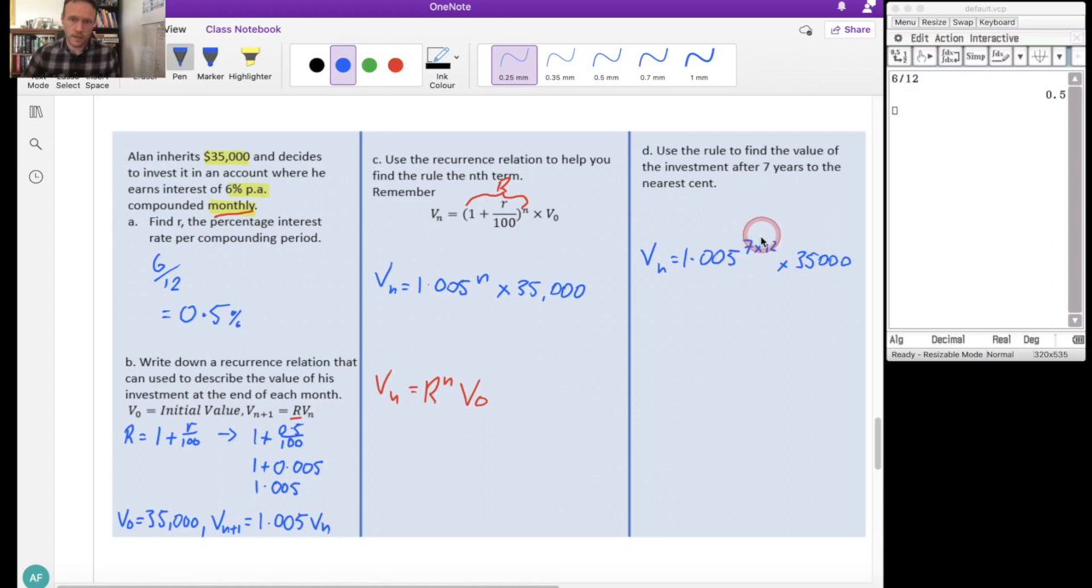Okay, because it's calculated monthly, we need to turn this period into months. So Vn equals 1.005 to the power of 84 by 35,000. Okay. Now that 5 is a bit dodgy there, but you get the point. I'll actually fix that up. I don't like how that looks. Okay.